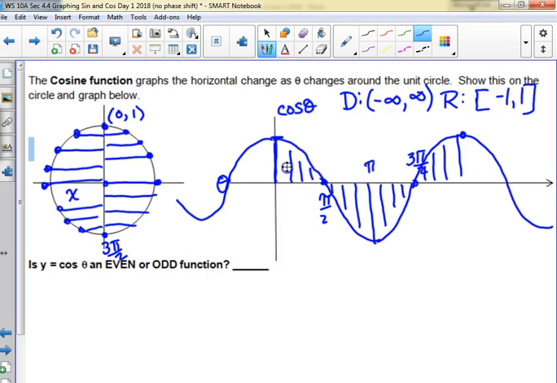So we're graphing this time, what kind of symmetry does it have? Okay, it has y-axis symmetry. Here it's symmetric on either side of the y-axis, so it is an even function.